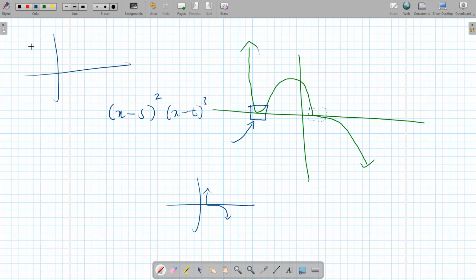Compare this with something like this. See here, that's a linear, that's a straight line there. If you zoom in on that specific point, that's a straight line there, that's a straight line here. All of these are one roots, singular roots. Okay?